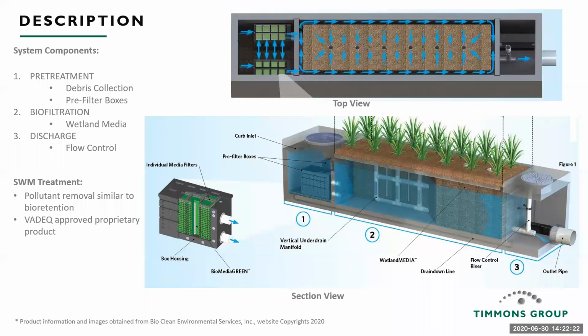One example is this modular wetland system. Its components generally consist of a pre-treatment, which can be a debris collection in pre-filter boxes, the bioretention media that you see in the middle, and then some sort of a discharge, potentially a flow control device as well. Pollutant removal is generally similar to a bioretention system. And again, a lot of these are approved by the DEQs for the local states. And as far as the treatment goes, it would vary depending upon the state.